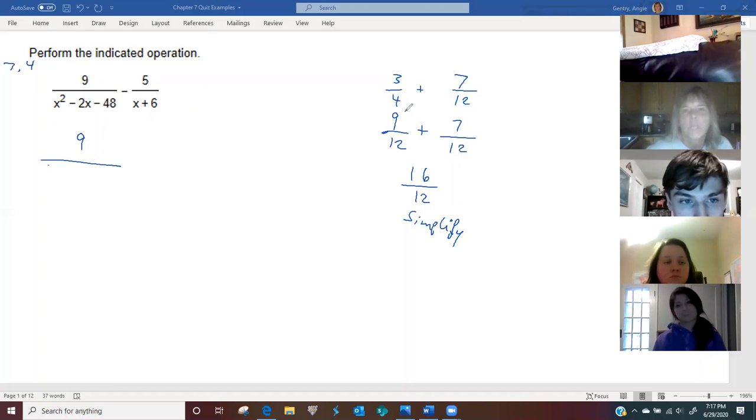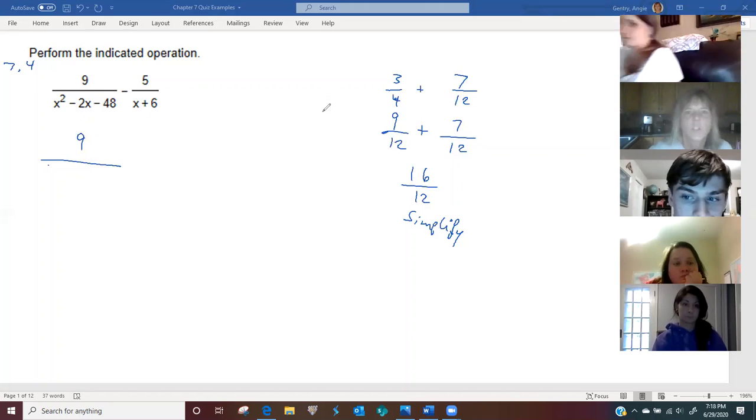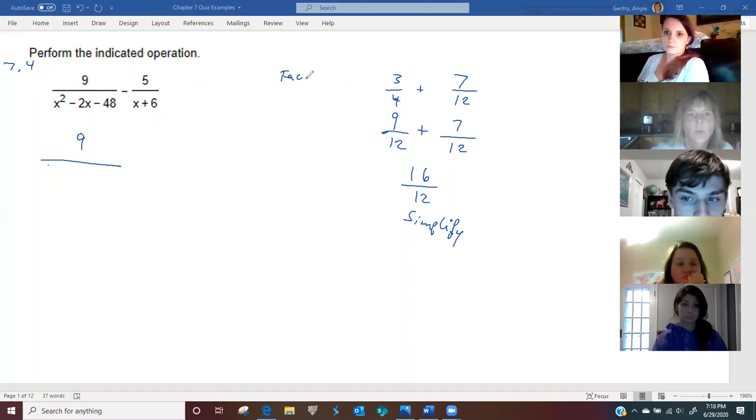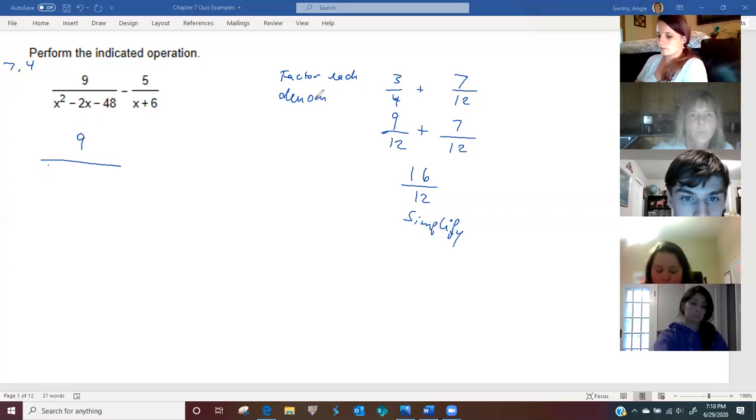If you did these, you might have asked how I came up with the LCD. You factored the pieces, and we worked this the other day, so it's on that other video. But in this case, what you do is you factor each denominator completely. So that's one thing you do.